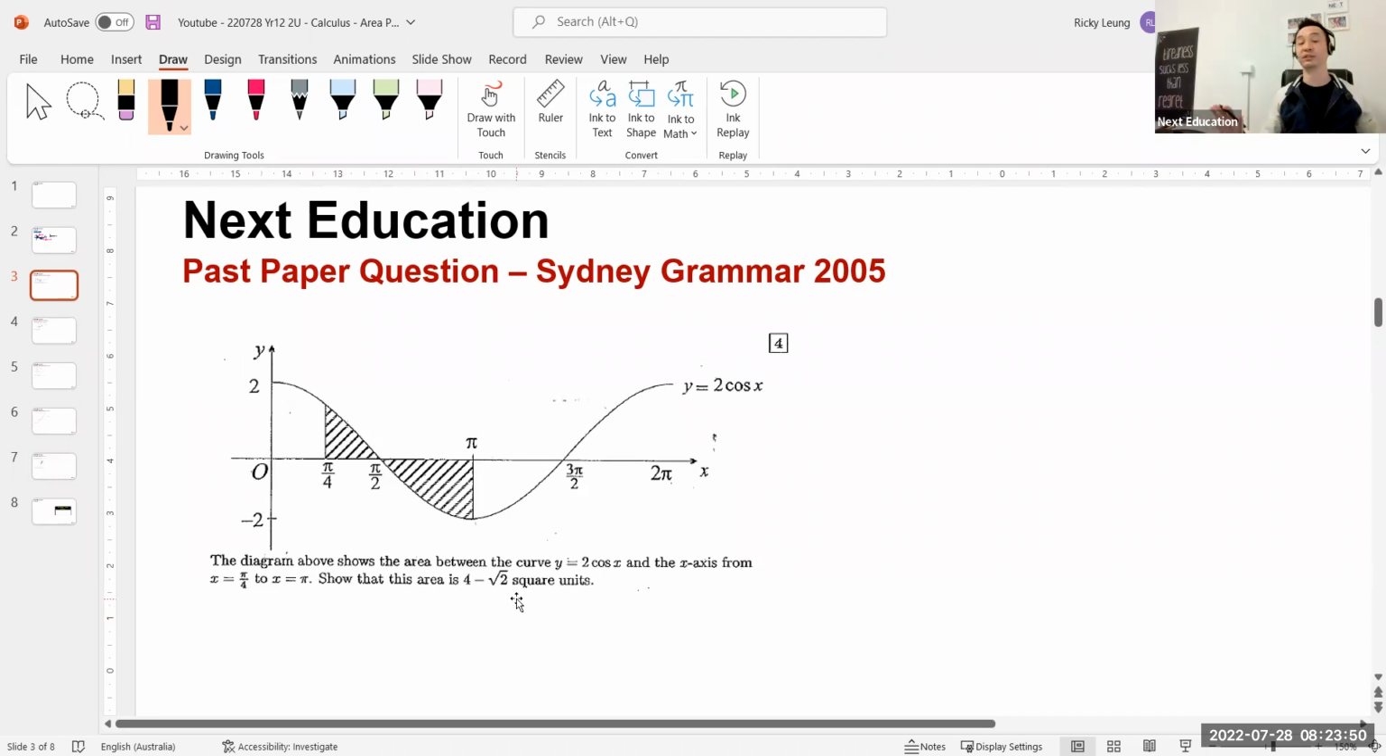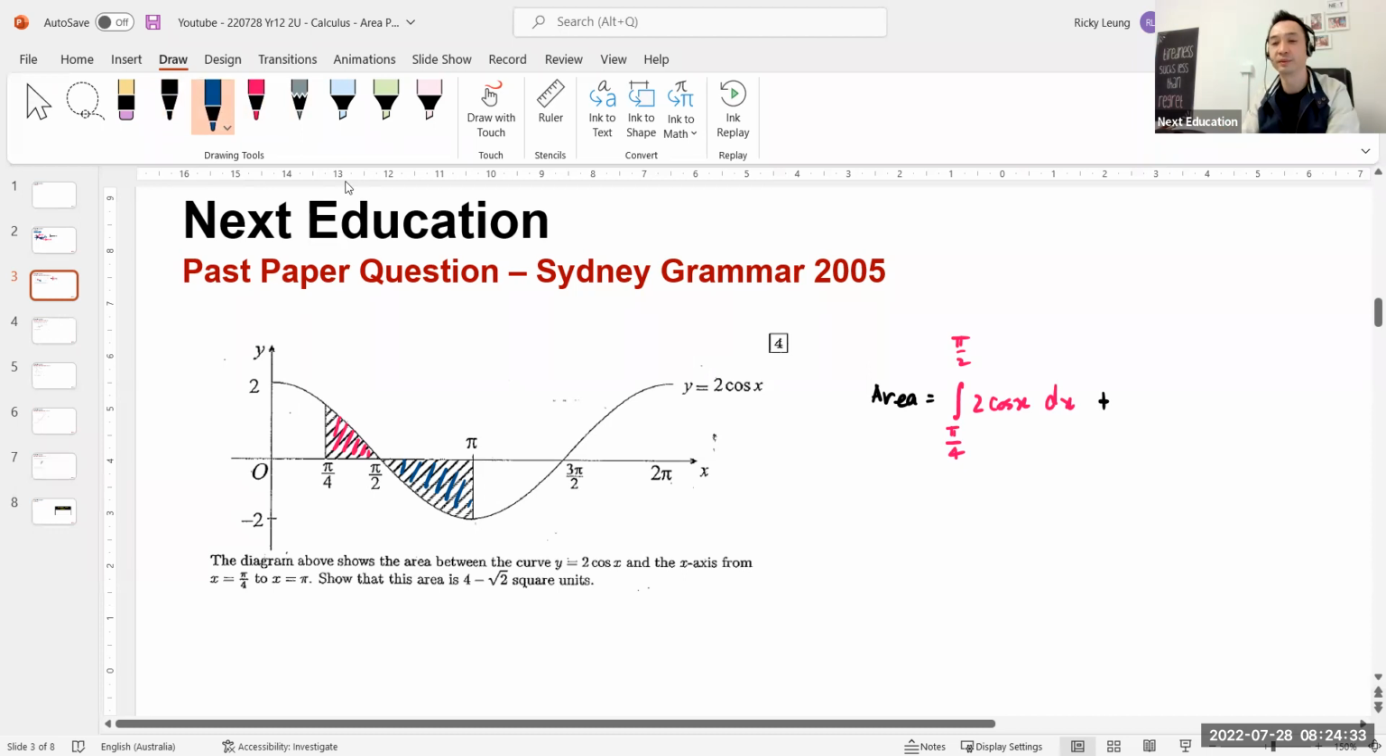Now, area is always positive. So whenever you're asked to show area, it's always positive. But if the graph has negative elements, then you've got to do it in 2 parts, right? You basically do the first part here, take that area, and then when you do the second part, you can either absolute value it to get the positive area, or just put a negative in front of it, because you know that area is going to be negative, right? So this question then is separated into 2 parts. So for the first part, from pi on 4 to pi on 2, we do this function here of 2 cos x dx, pretty easy, right, plus.